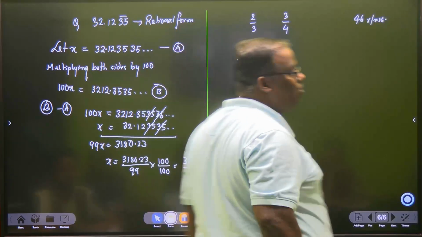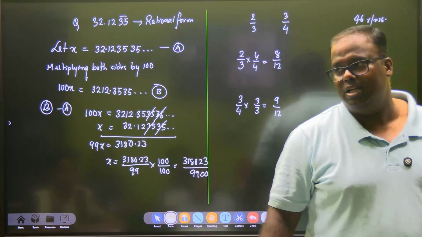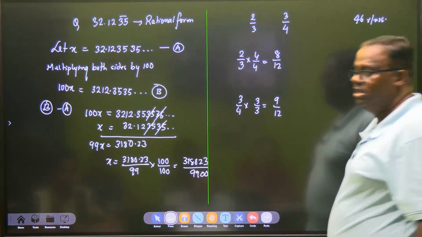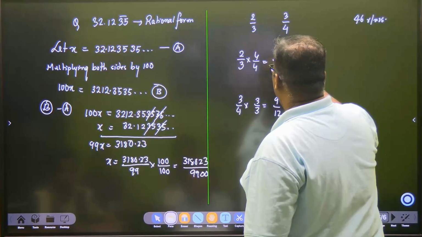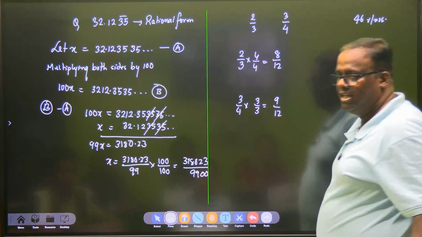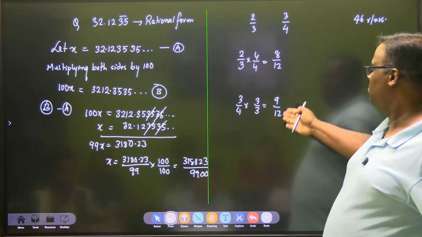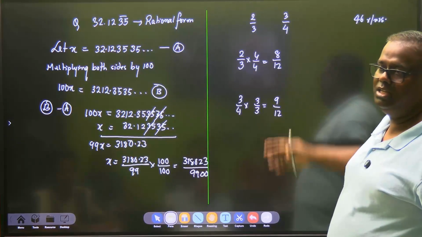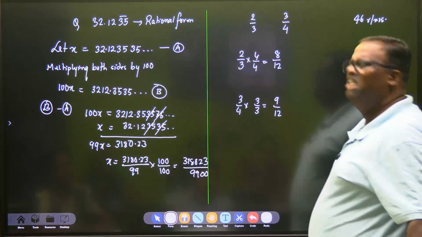Right now, you still don't see any rational number between them, right? And how many do we need? 46. So that's very easy. If you multiply this with 10, then this becomes 120, 120. This will become 80 and 90. You will get only 10 rational numbers straight away.